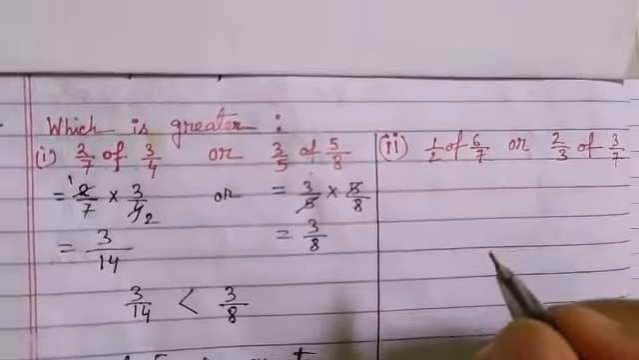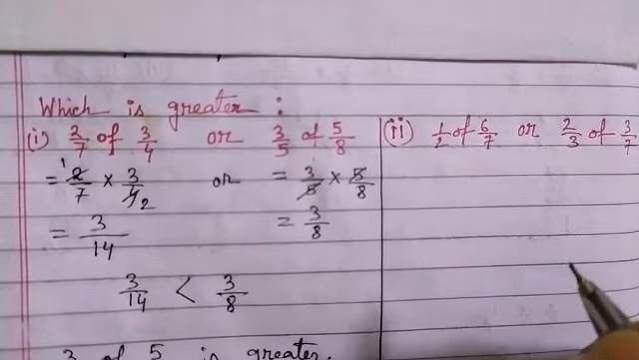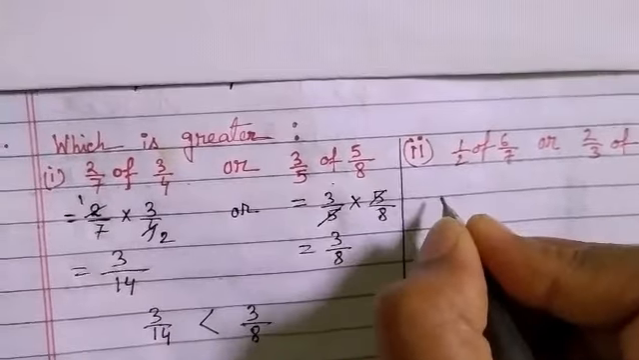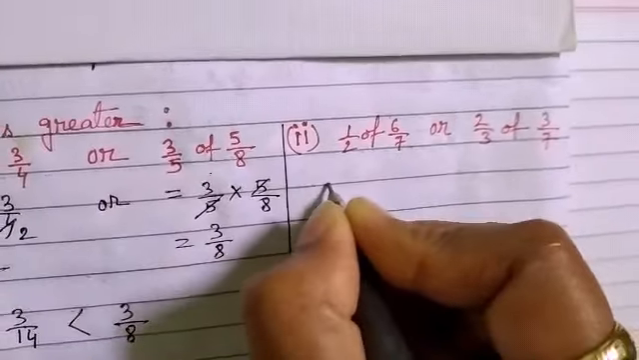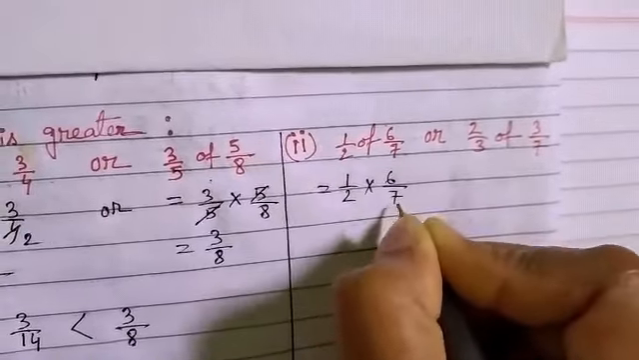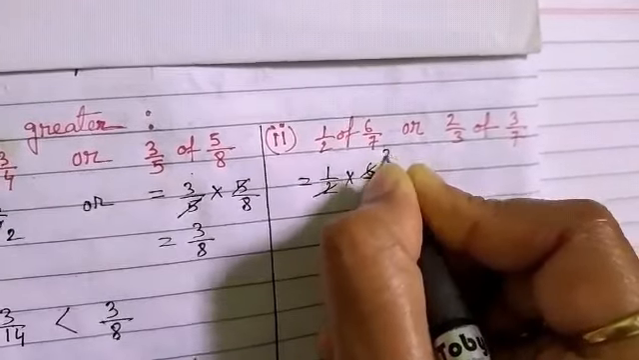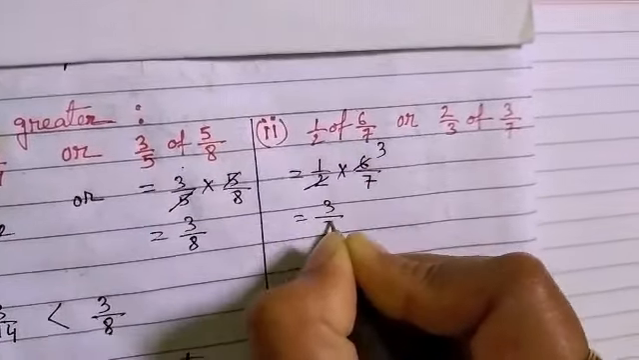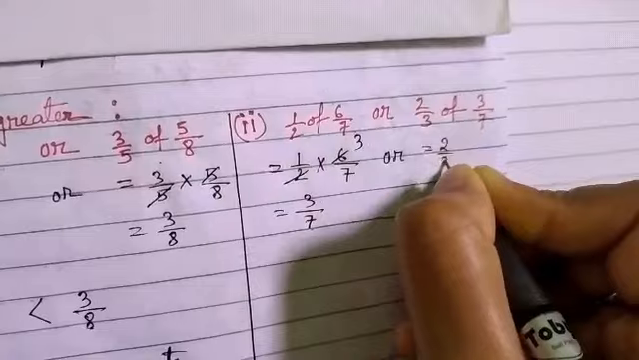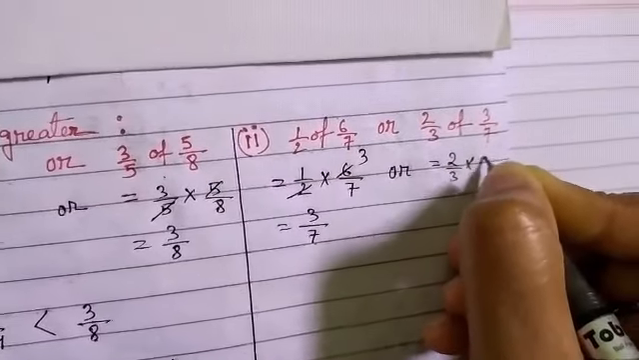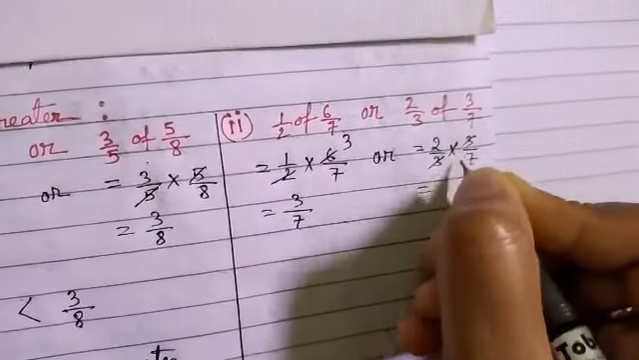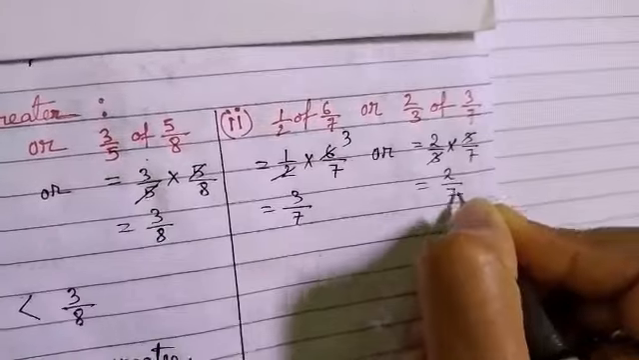Now question number 2. 1 by 2 of 6 by 7 or 2 by 3 of 3 by 7. Which one is greater? Same process. One by 2 multiply 6 by 7. By 2 it can be cut. 2 3s are 6. That's why the answer is 3 by 7. Or equal to 2 by 3 multiply 3 by 7. Then 3 can be cut. So the answer is 2 by 7.